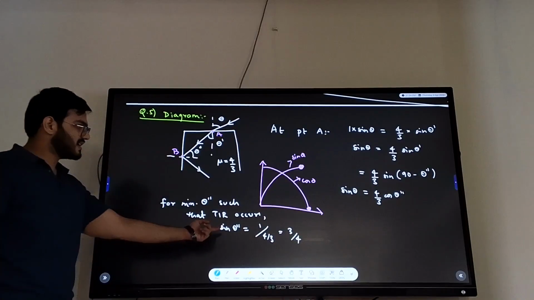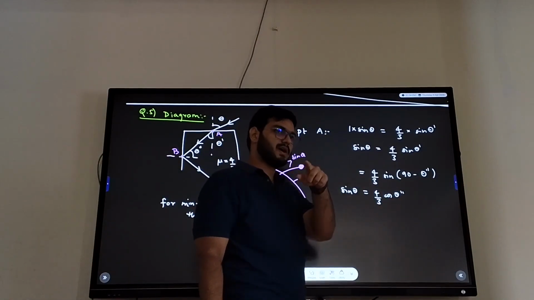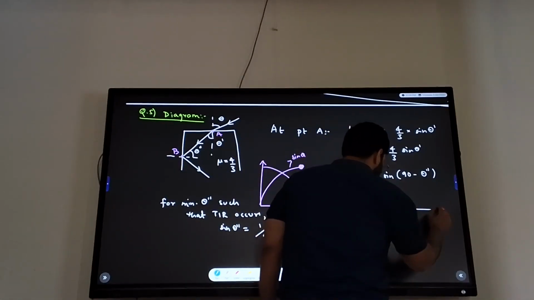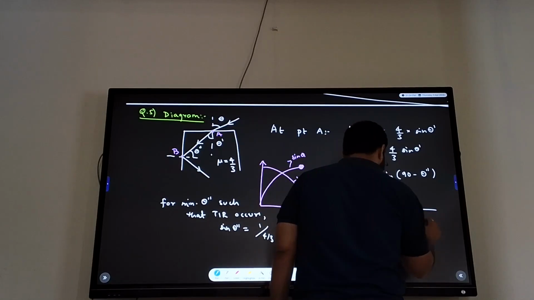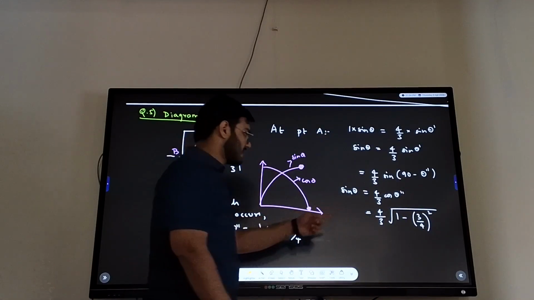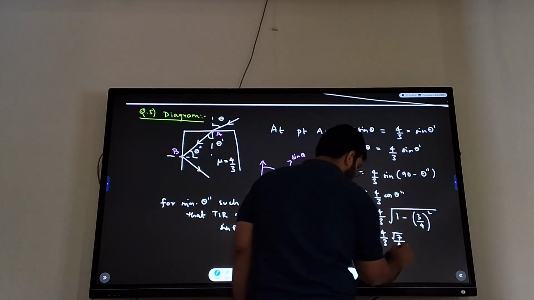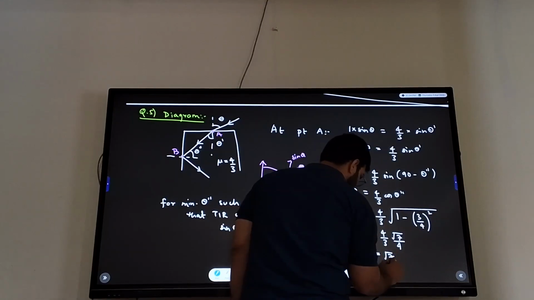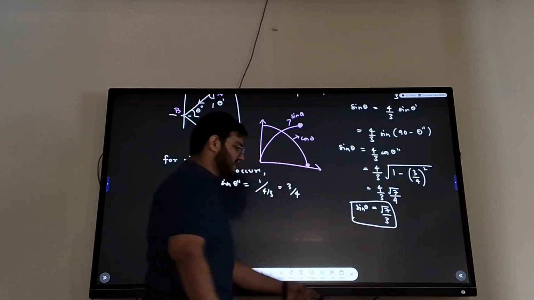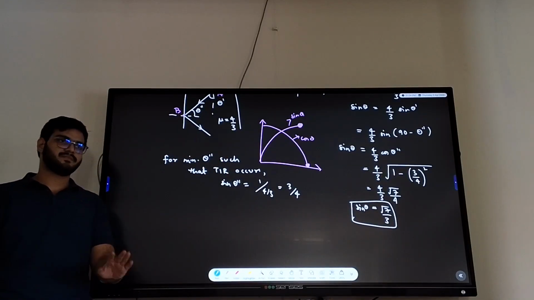If I know the sin theta double dash, can I find cos theta double dash? That's under root of 1 minus, no? So this will be 4 by 3 under root of 1 minus 3 by 4 the whole square. Can you tell me the calculation? What will I get? Root 7 by 4, and that will be root 7 by 3. So this is the condition on sin theta. This is actually the maximum theta for which the TIR will just occur.